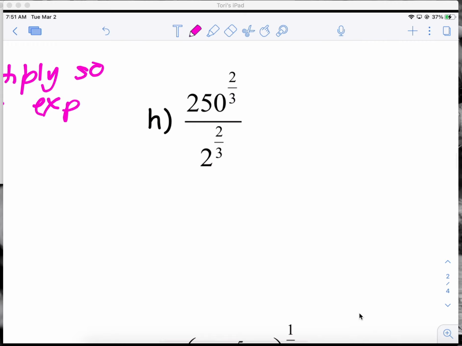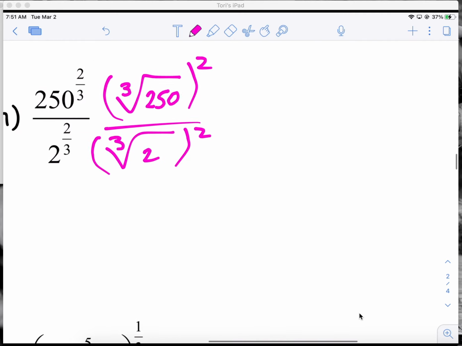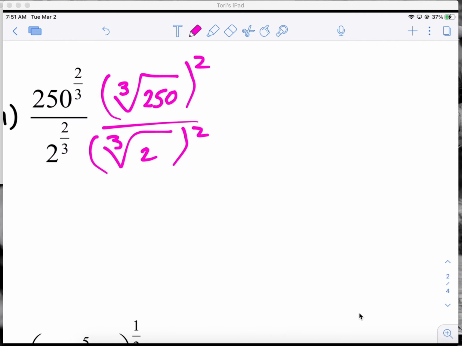All right, going to H. Since these are the same, you can put them together first, or you can put them together second. I'm going to show you what I would do. For me, visually, I am probably going to rewrite them as radicals first. And again, this is just my personal preference. I'm probably going to write them like this first, and then put it together since the pieces match.